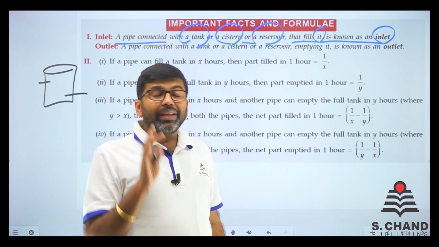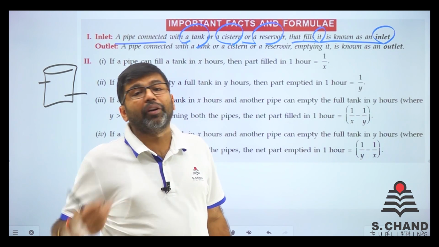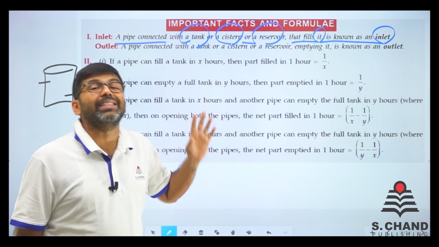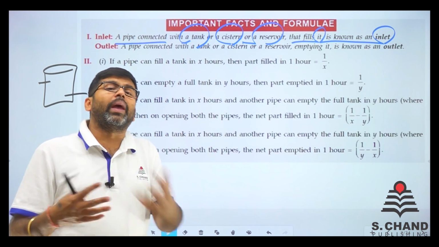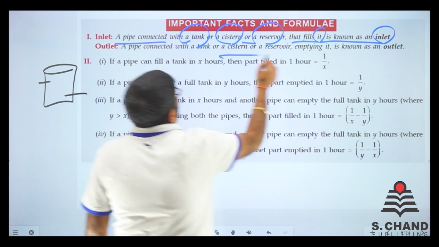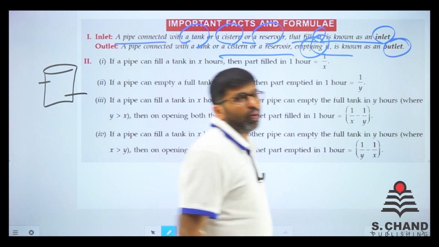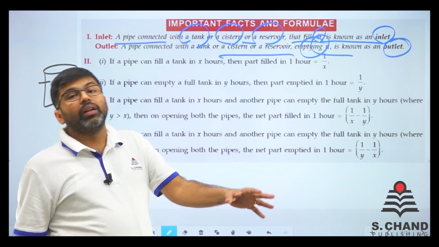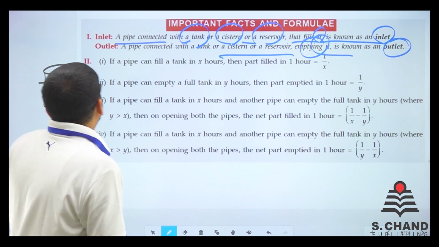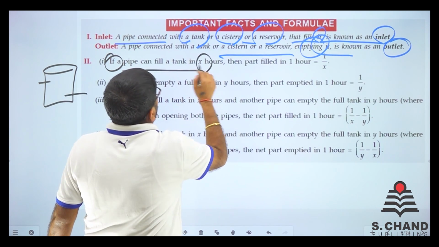See, these questions are not that tough. People generally, I don't know why they are afraid of it. I'll let you know, these questions will be done very easily and we'll do it together, right? A pipe connected with a tank or a cistern or a reservoir, emptying it is known as outlet. Inlet, obviously the name says, liquid goes in; outlet, liquid goes out. That's it, right?